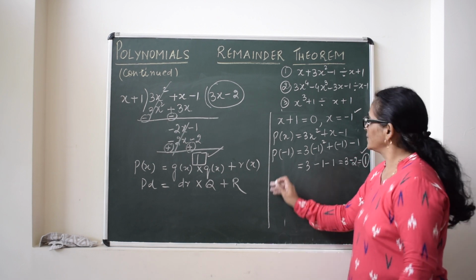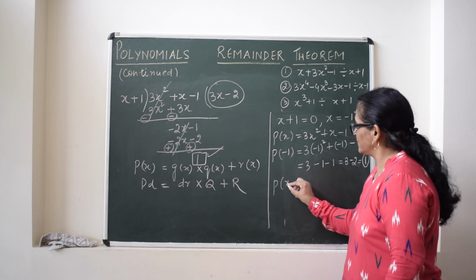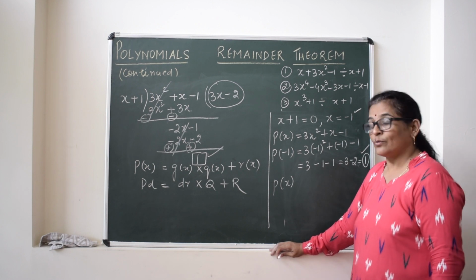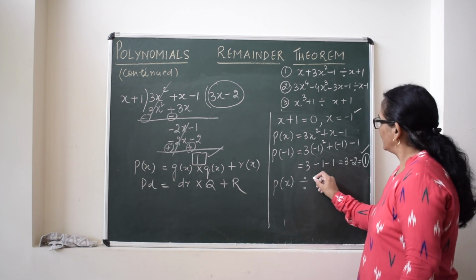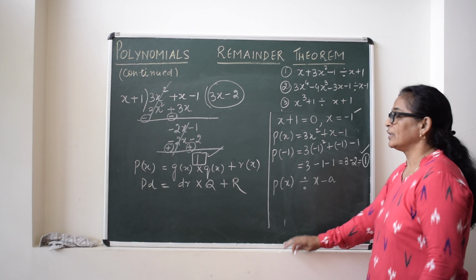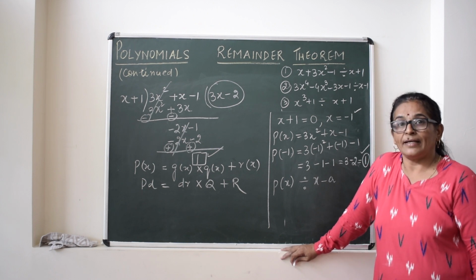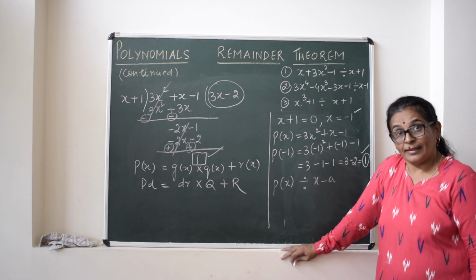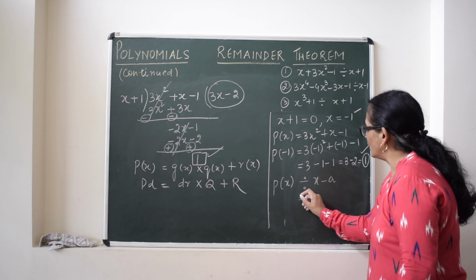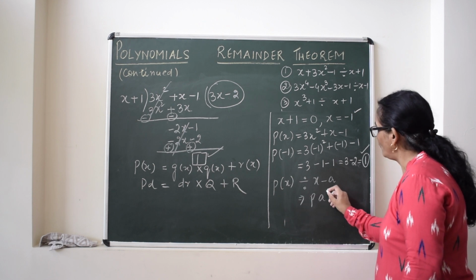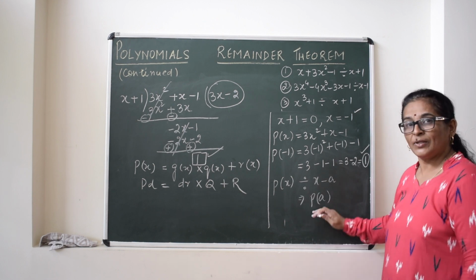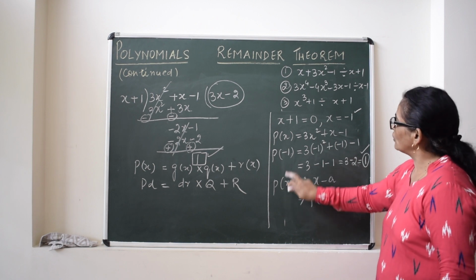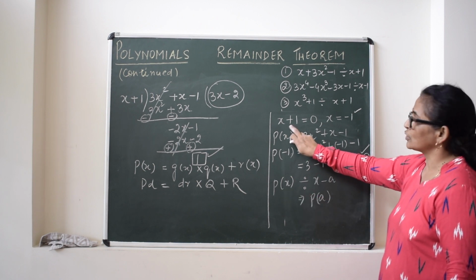It means that if p of x is divided by any linear polynomial x minus a, where a is a real number, then the remainder will be p of a. Same thing we have done over here. This p of x was divided by x plus 1.